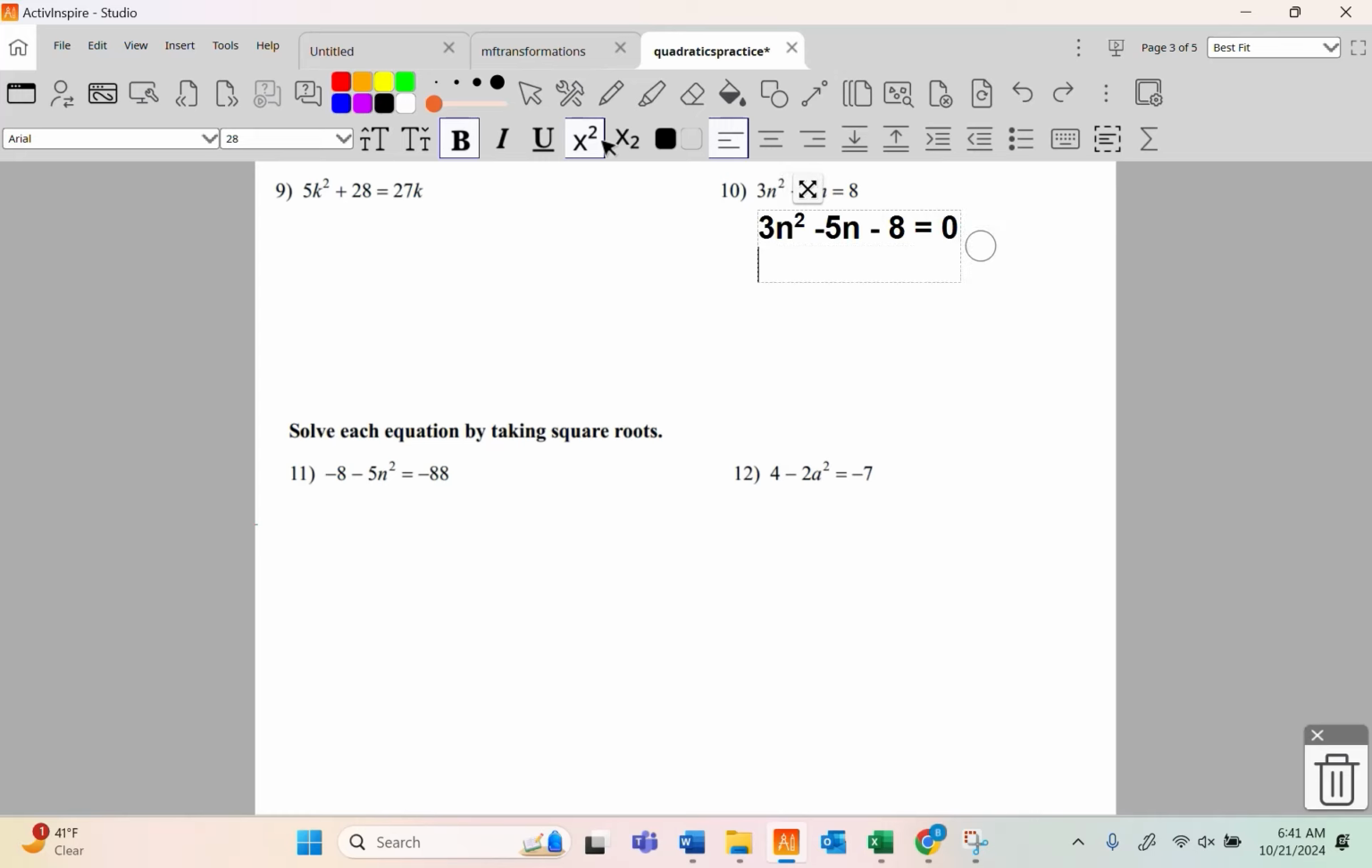And I can't pull anything from all three pieces, but I know it takes a 3n and an n to make 3n squared. And factors of 8 are probably going to be 4 and 2. But I could be wrong on that one. It's actually going to be 8 and 1 looking at it.